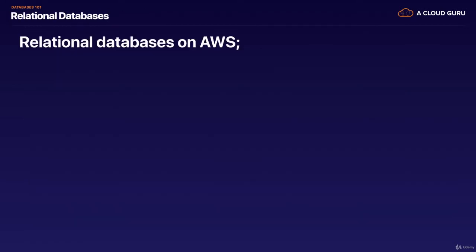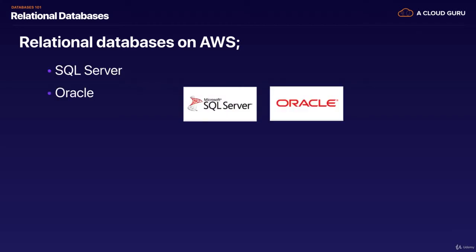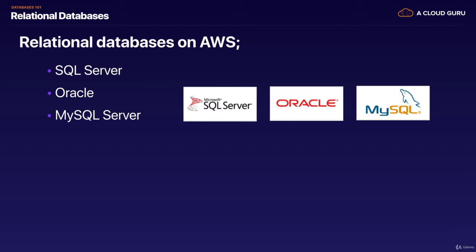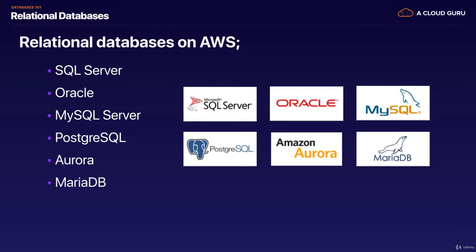Very, very simple. And databases on AWS come in 6 different flavors. We've got Microsoft SQL Server, we have Oracle, we have MySQL Server, we have PostgreSQL, we have Aurora, which is Amazon's own proprietary database, and we also have MariaDB. So these are the 6 different relational databases on AWS. Now the one that we'll be using in this course will be MySQL, and the reason for that is we're going to be using WordPress to do an installation, and we'll look at doing that in the very next lecture.